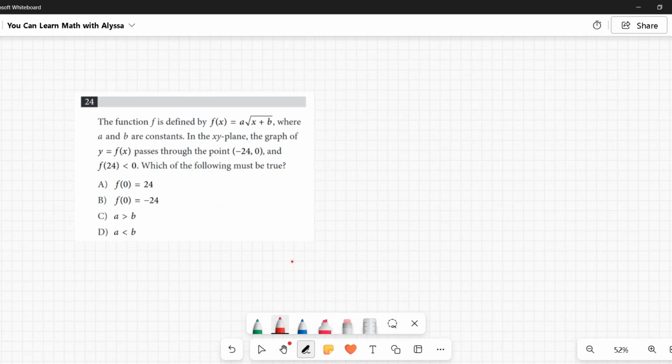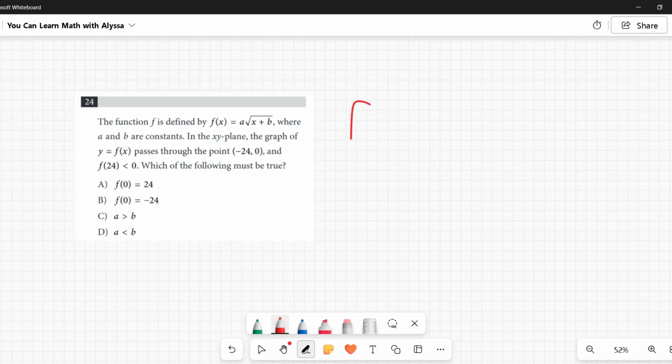Number 24, the function f is defined by f of x equals a times the square root of x plus b, where a and b are constants. In the xy plane, the graph of y equals f of x passes through the point (-24, 0), and f of 24 is less than 0. Which of the following must be true?